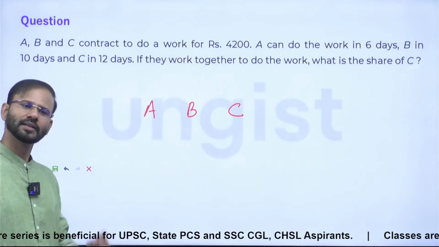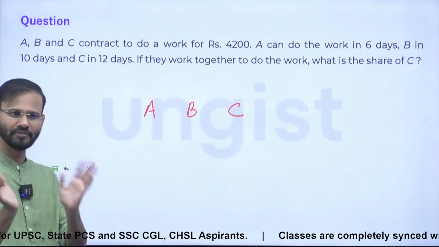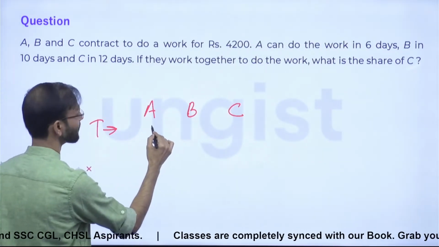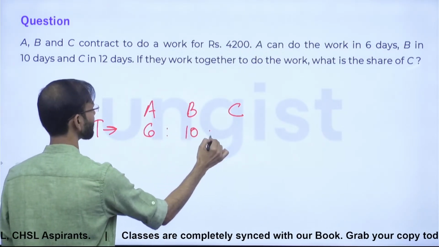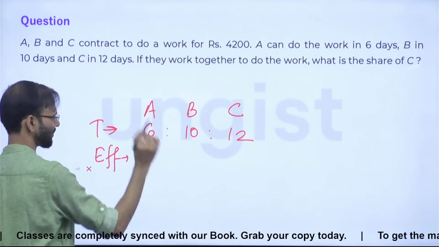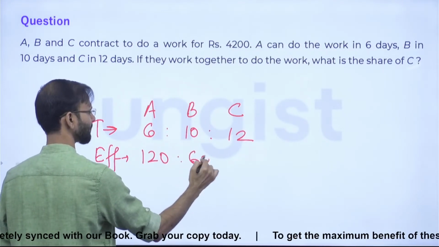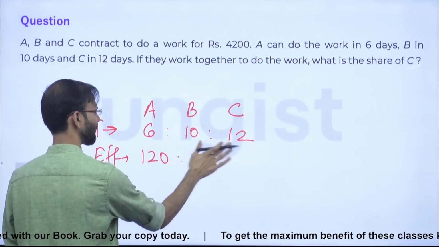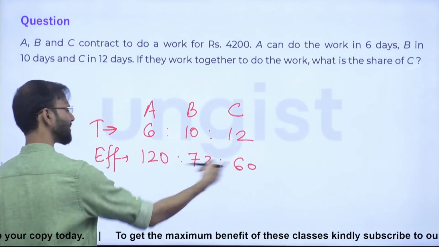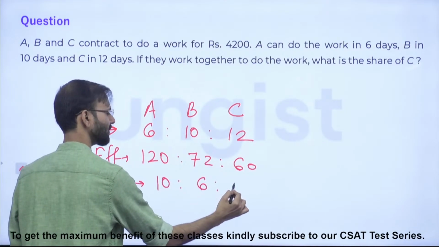Yes. The ratio of time is given. So reverse of that will be the ratio of the efficiency. Right? So ratio of the time is given, which is 6, 10, 12. ठीक है. So efficiency would be what? पहले ऐसे निकाल लीजिए, बाद में इसको डिवाइड कर लेंगे. 120, 60, 72, I'm sorry guys, 72 and 60. Now all the numbers are divisible by 12. So this is 10, 6, 5.